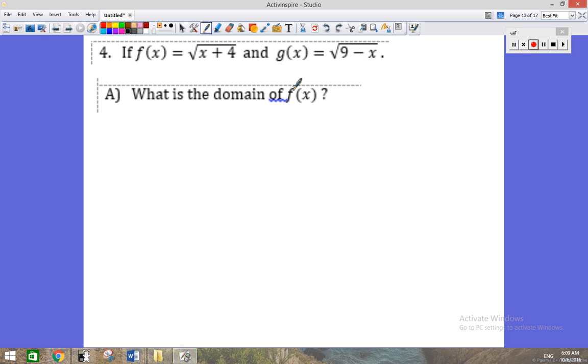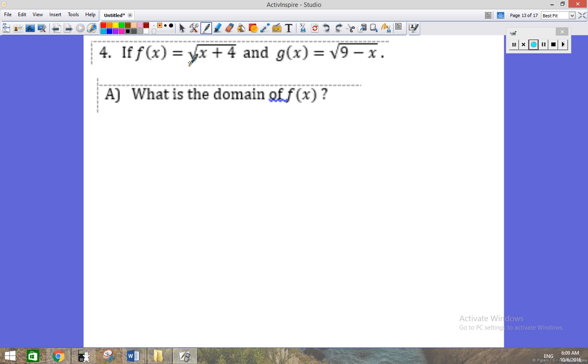Let's take a look at problem number 4 and see what we have here. It's asking us to find the domain. So the domain is a set of all real numbers, excluding any values that cause division by 0, also excluding any values that cause us to take the square root or even root of a negative number.